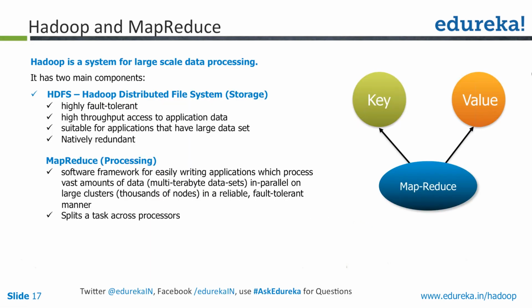Now coming to the HDFS and MapReduce, just a review of what I just said. It has two core components. The Hadoop Distributed File System, which is for storing, is highly fault tolerant. You have high throughput access to application data. It is suitable for applications which have large data sets. So if your data sets are huge, then only you should move into Hadoop. And it is natively redundant, which means that even if some of your machines or some of your storage devices fail, it stores multiple copies of your data. The HDFS itself takes care of that, and you don't have to worry about the failures here.